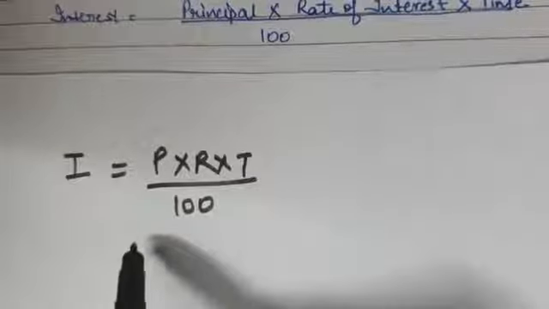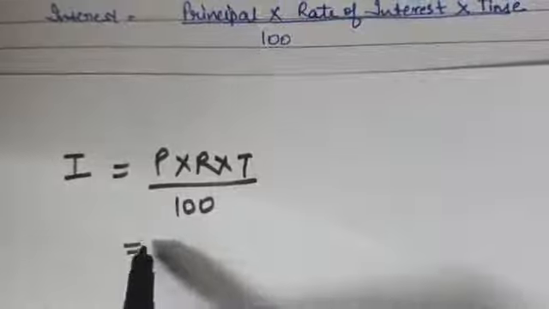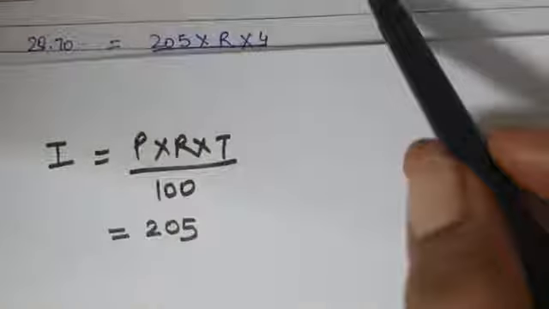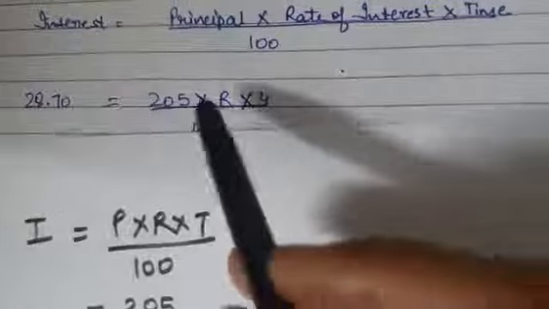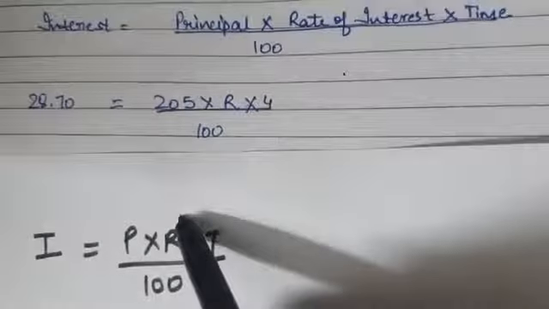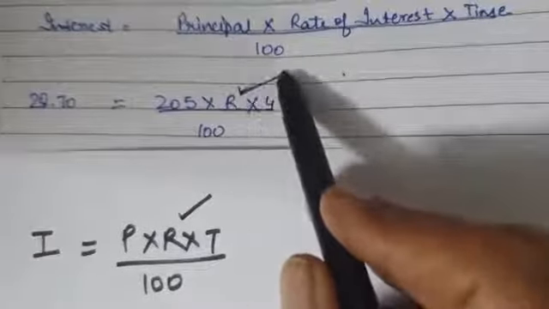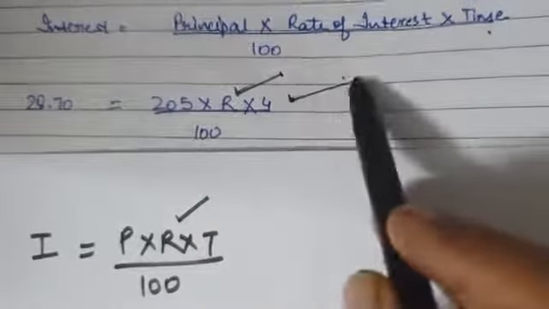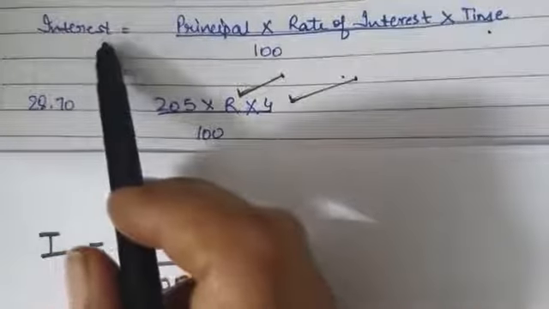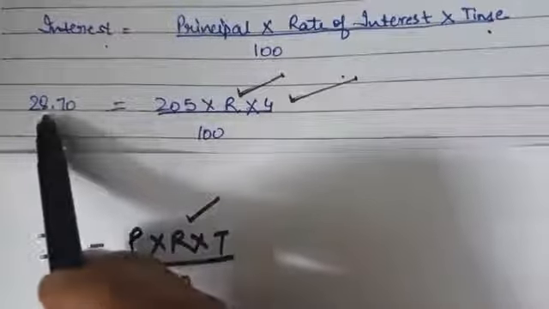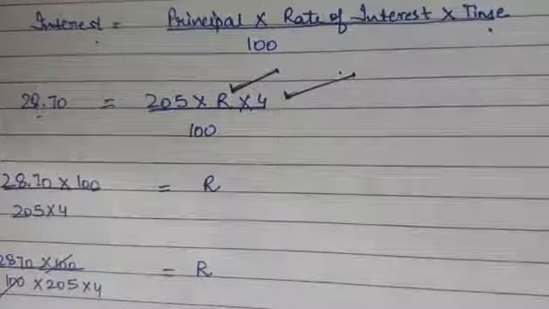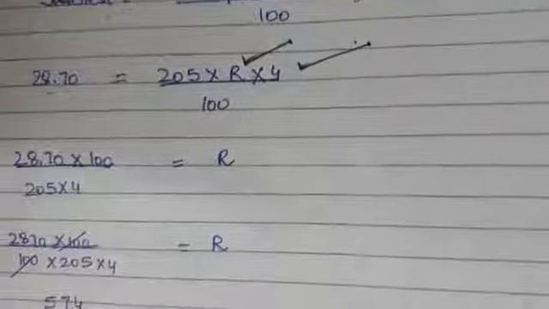So now what is principal? The principal is 205 rupees. And what is rate of interest? Rate of interest we don't know. So let us take it equals to R. And what is time? Time is 4 years. And what is interest? Interest is 28.70. So now you have to do the calculative part only.